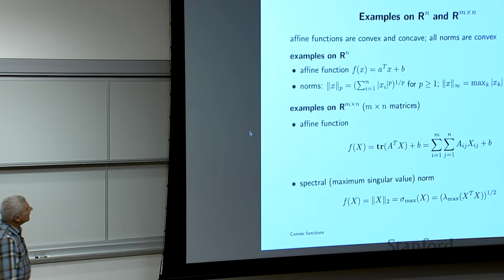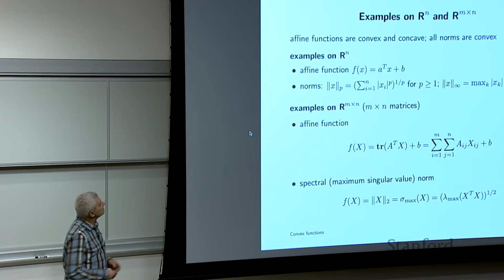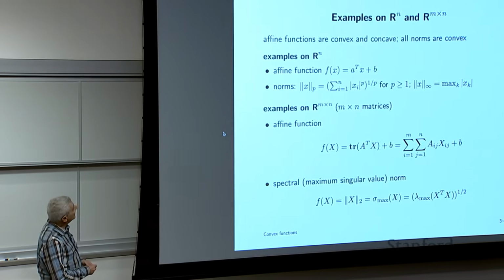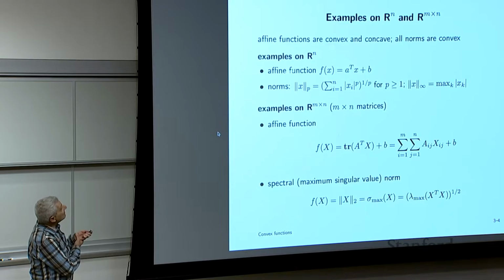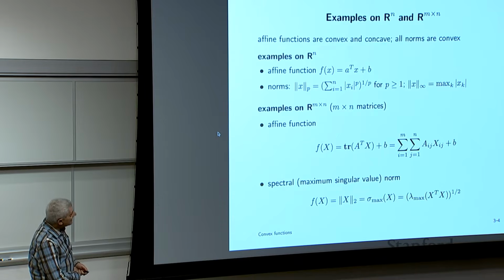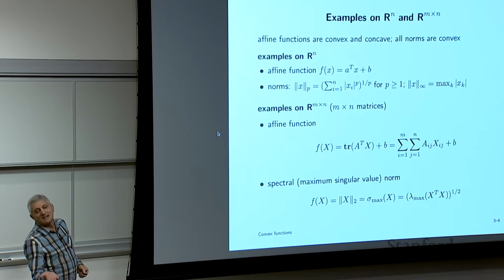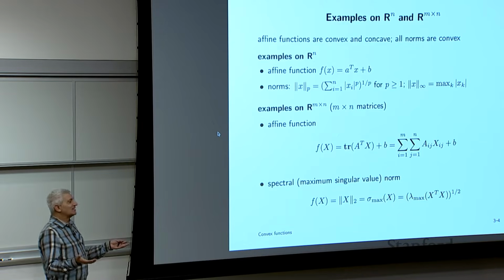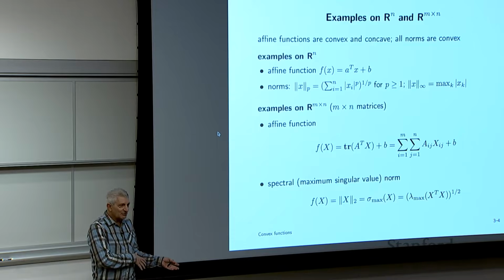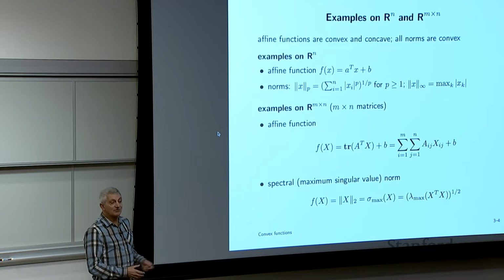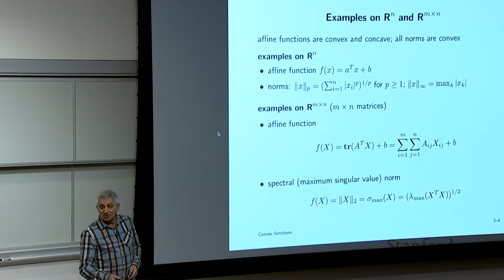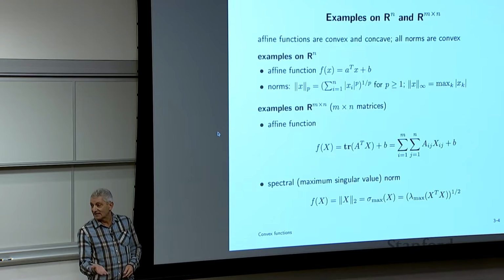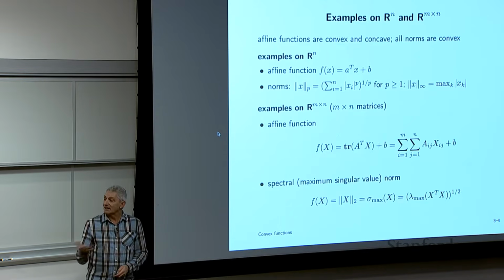Okay, now we can have some examples on Rn. If you have an affine function, where the variable is a vector, it turns out that's actually both convex and concave. Think of it this way: convexity means non-negative curvature. Concave means non-positive curvature. If you have zero curvature, otherwise known as affine, then you're in both, you're right on the boundary.